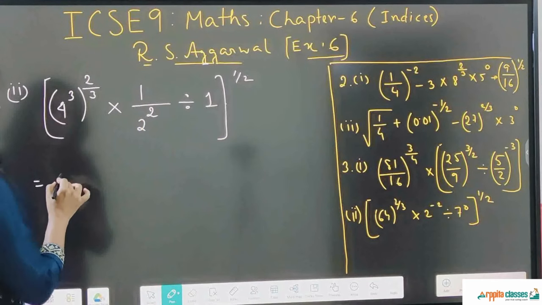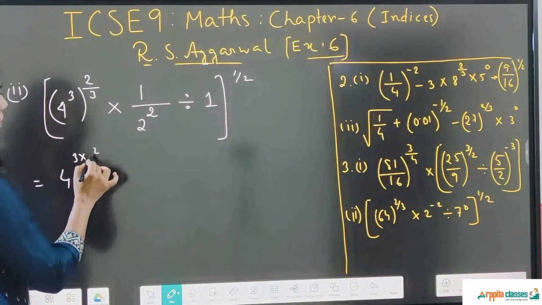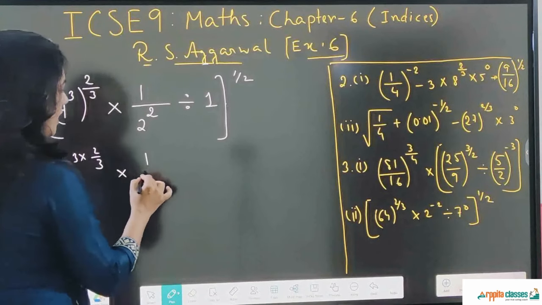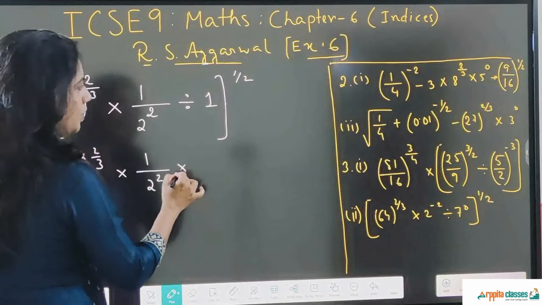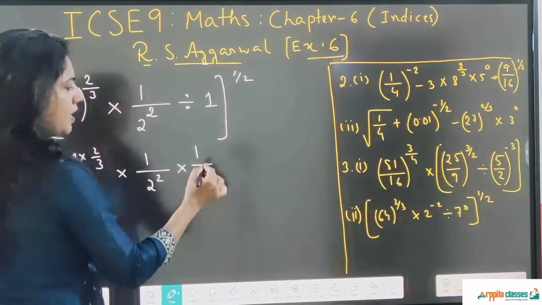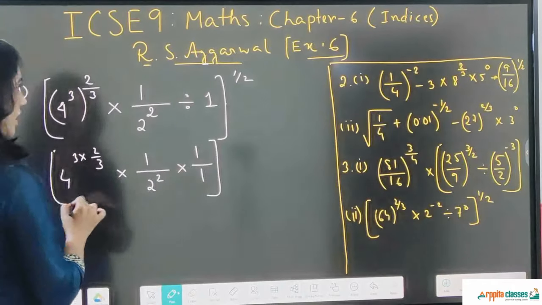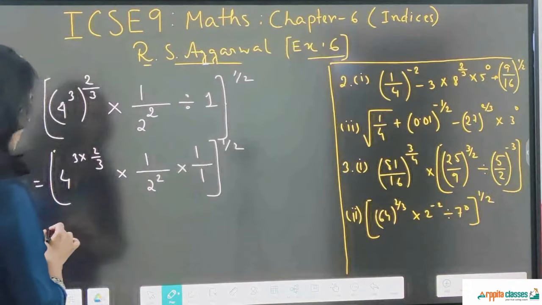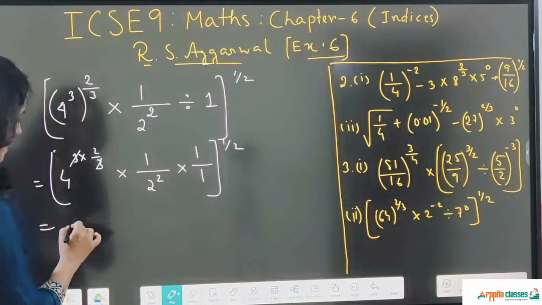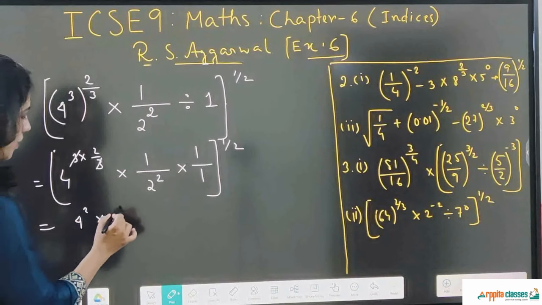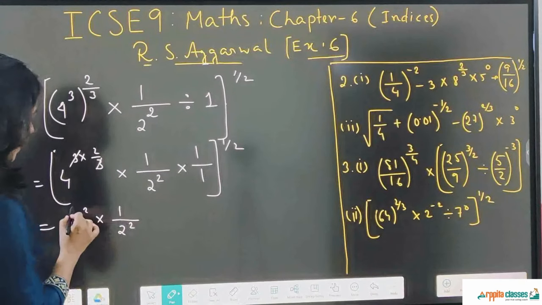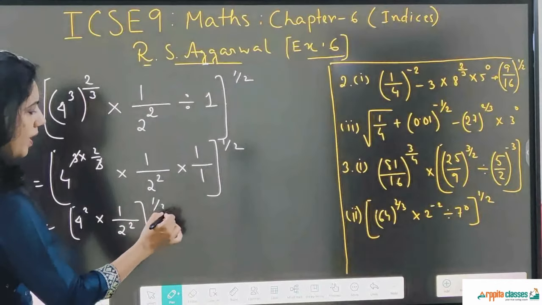Okay. Now this is 4 cube into 2 by 3 into 1 upon 2 square, into this I reciprocate, and after reciprocating also you have 1 by 1. So 1 upon 2. So now this is 3 and 3 gets cancelled. This is 4 square into 1 by 2 square. This whole thing to the power 1 by 2.